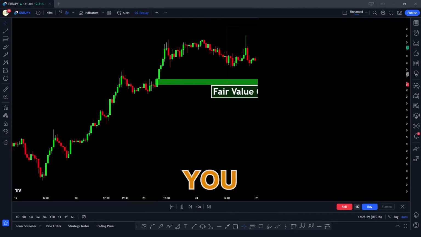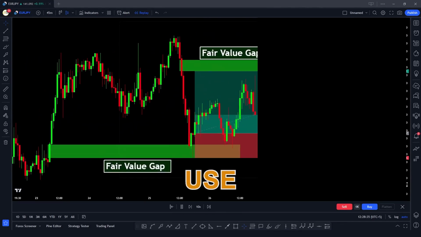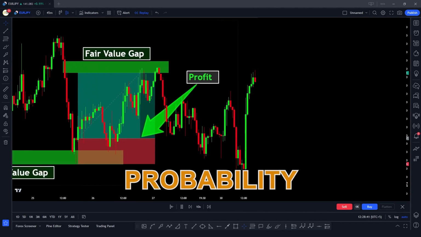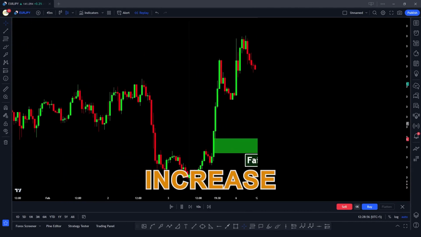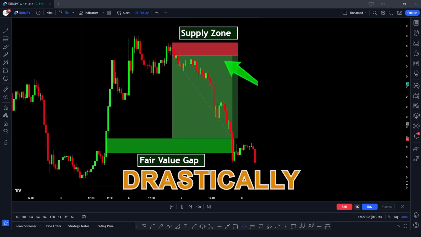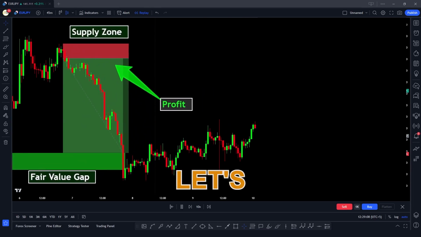Today I'm going to be sharing with you this amazing strategy of how you can use the fair value gap to increase the win probability of your trades. And also, after applying this strategy, you will be able to increase the risk to reward ratio of your trades drastically. Now without any further ado, let's get into it.